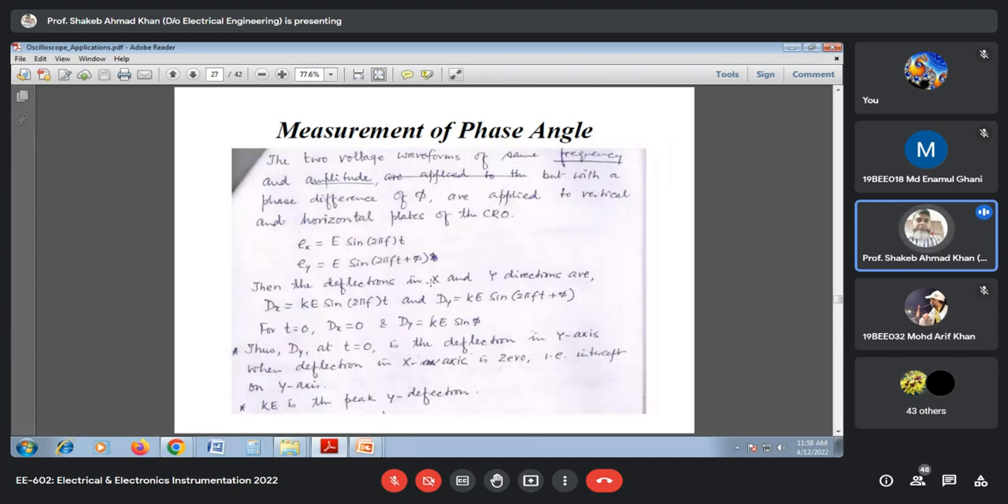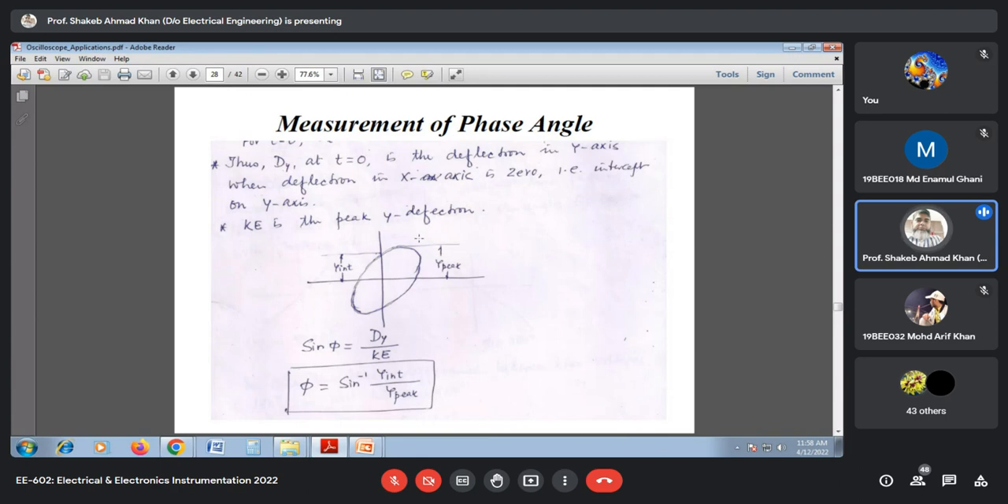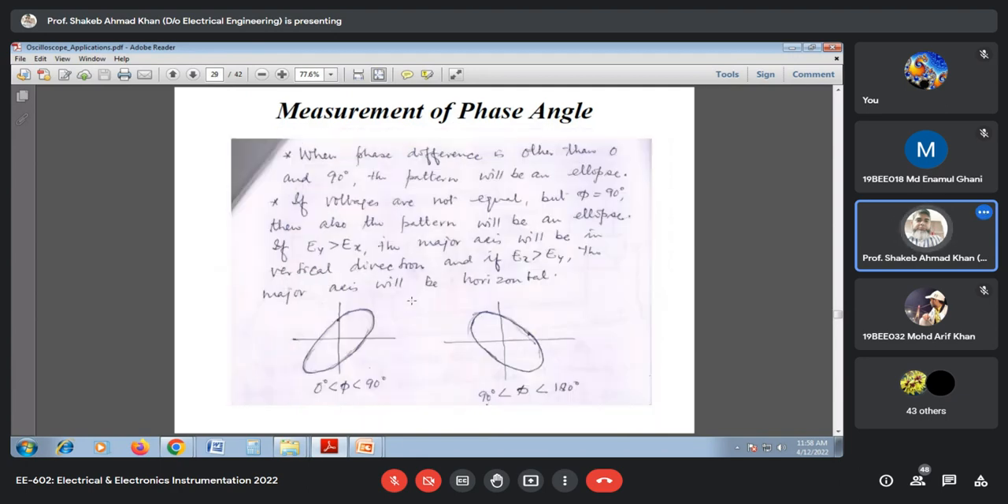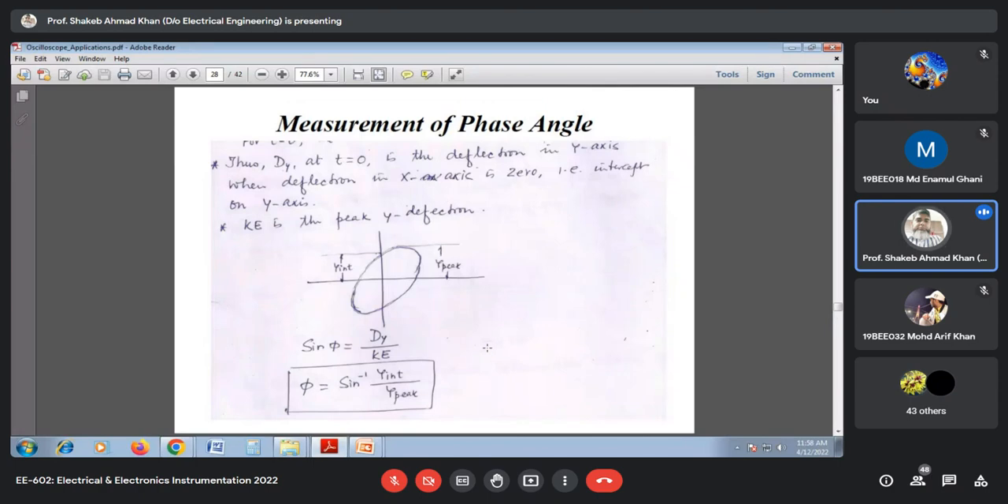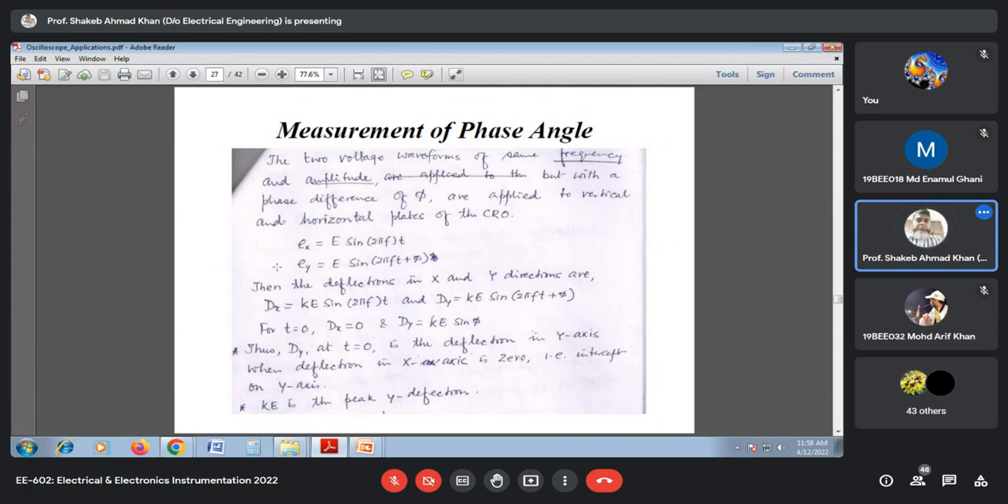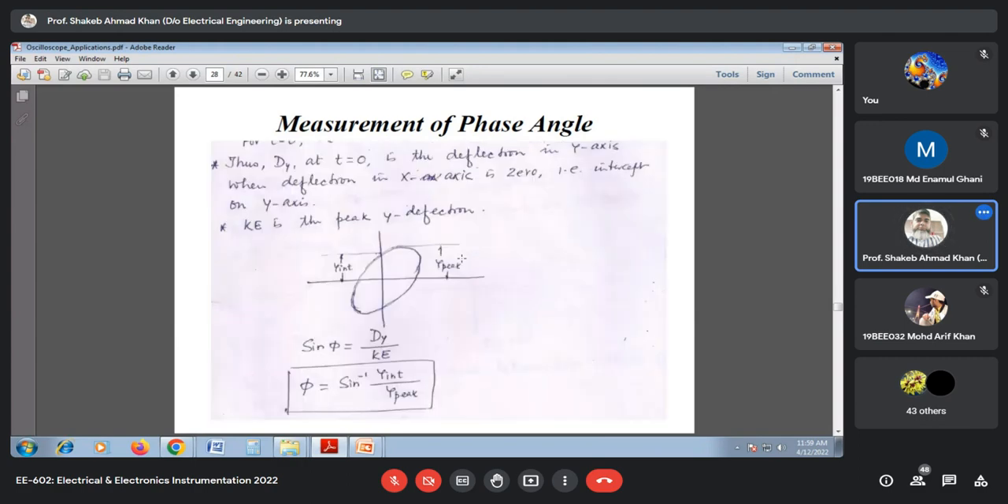You will find a different type of Lissajous pattern, which I'll come to. But right now, excluding angles like 0 degree, 180 degree, and 90 degree, on all other angles you will get this kind of pattern, either this kind of pattern or this kind of pattern. Using this formula you can find out the phase difference. And the special cases, when we are having 0 degree, meaning in phase, or phase opposition, or in phase quadrature, I'll discuss tomorrow morning in the first period.